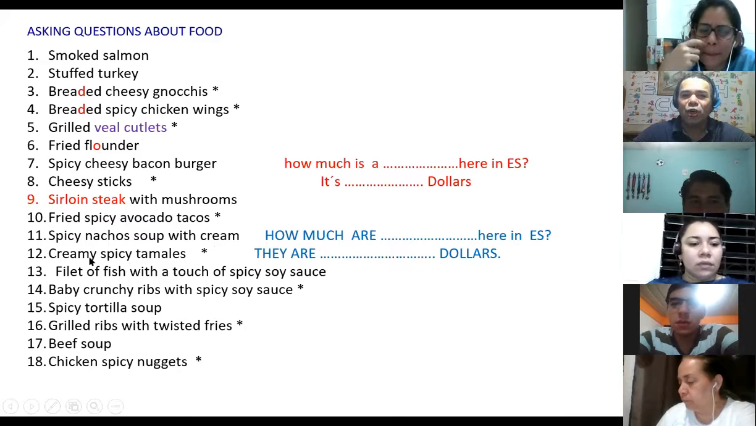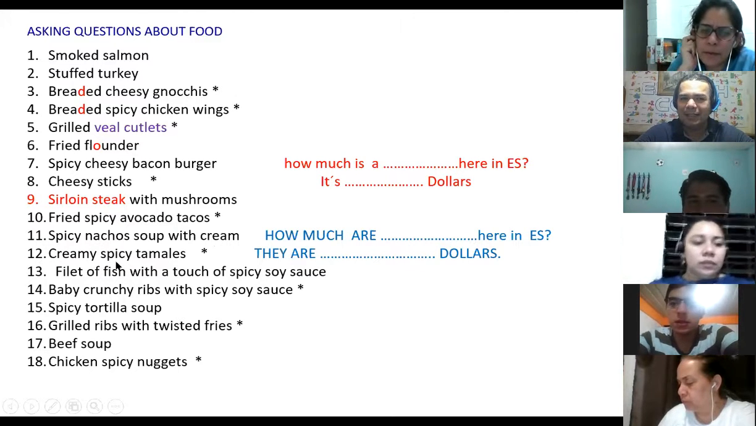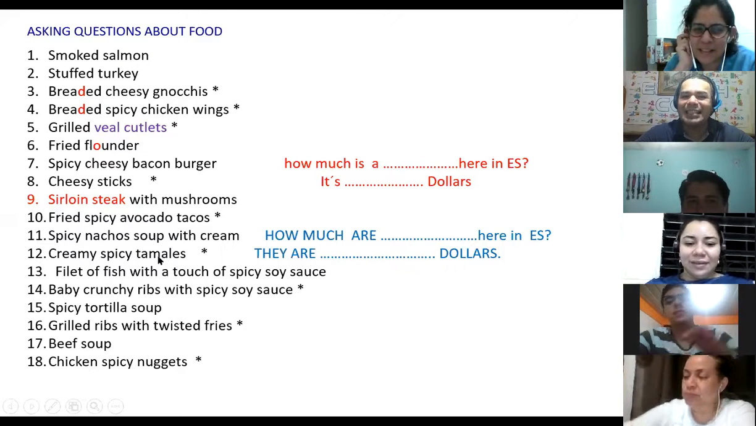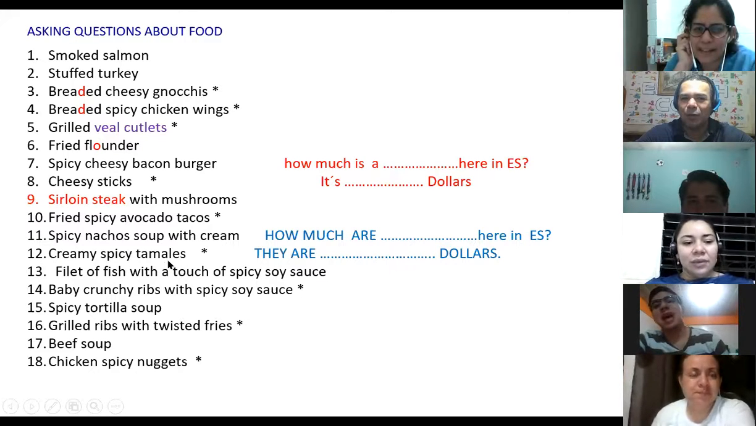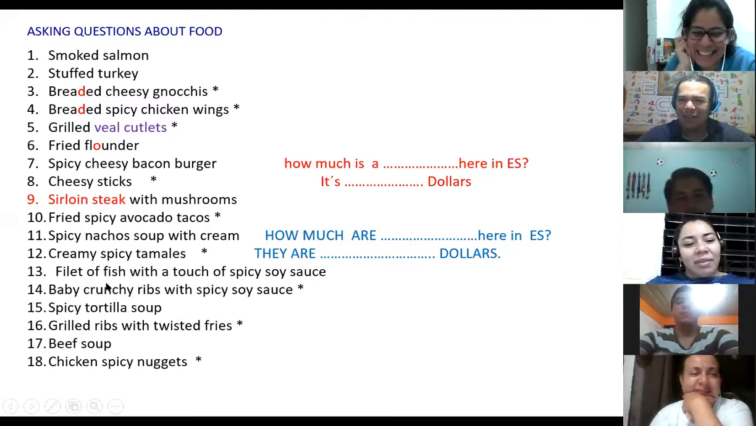Repeat. Creamy. Spicy. Is spicy or spicy? No. Siempre el ceseo. Spicy. Okay. Spicy. Perfect. Creamy spicy tamales. Okay. Creamy spicy tamales. Perfect. Next one, number 13. Billy, Billy.